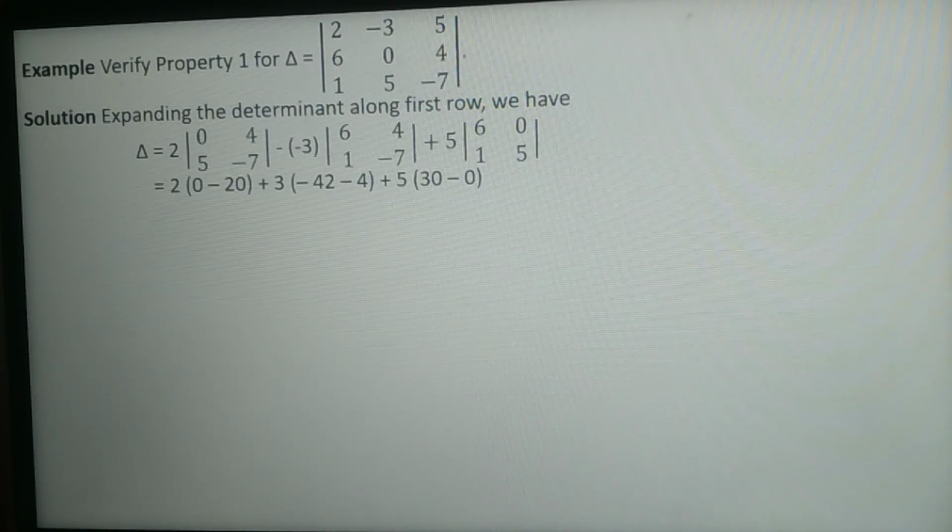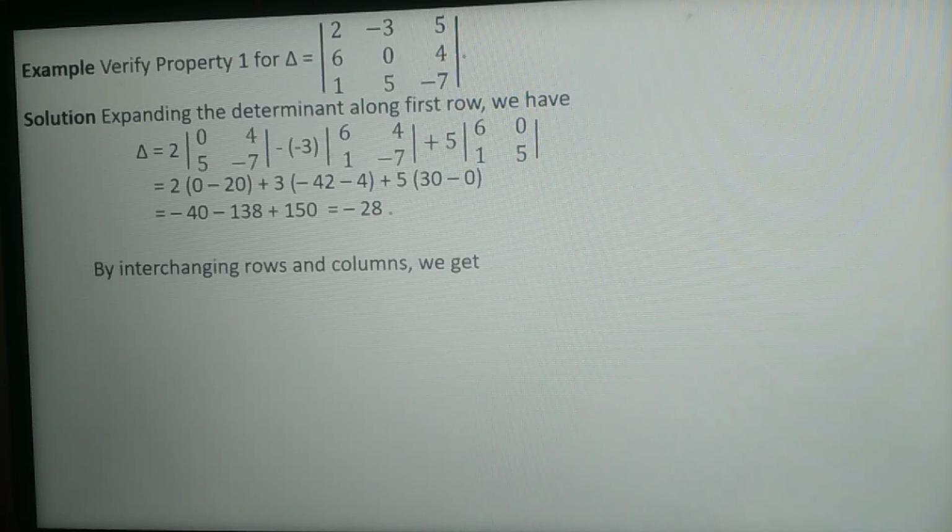This is equal to 2 into 0 minus 20 plus 3 into minus 42 minus 4 plus 5 into 30 minus 0. This is equal to minus 40 minus 138 plus 150, which is equal to minus 28.